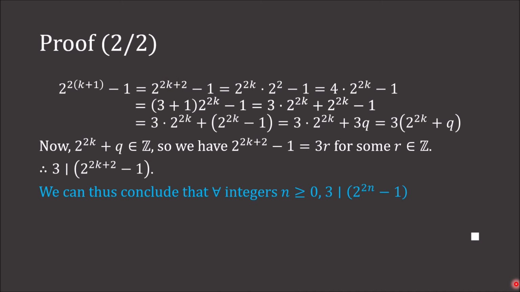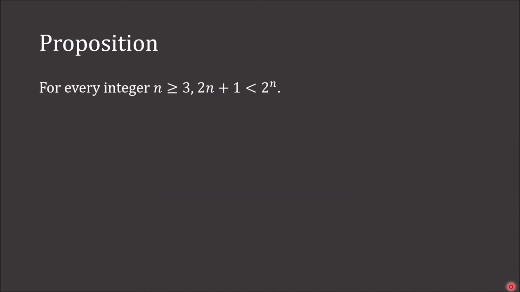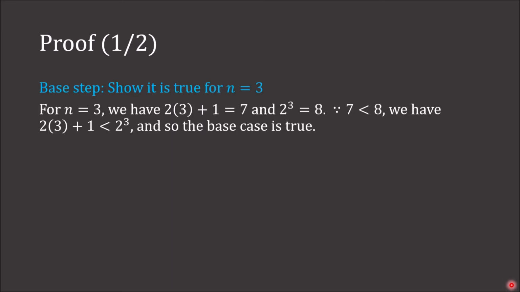Now we will use induction to prove an inequality. We will prove that for every integer n greater than or equal to 3, 2n plus 1 is less than 2^n. So we have to start with the base case. The base step is to show that it's true for n equals 3.